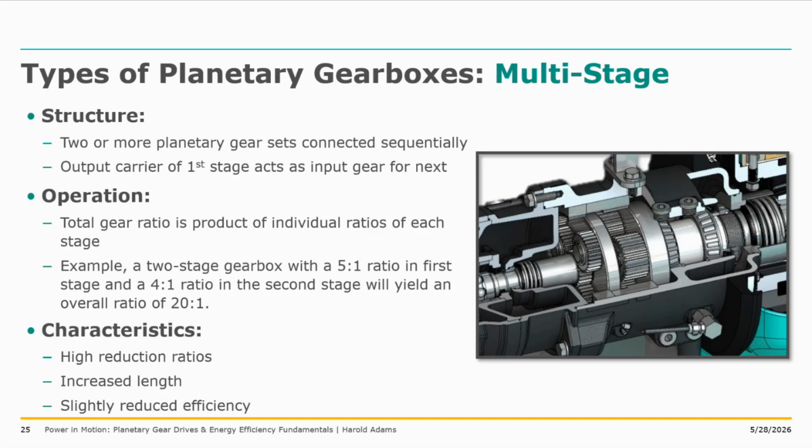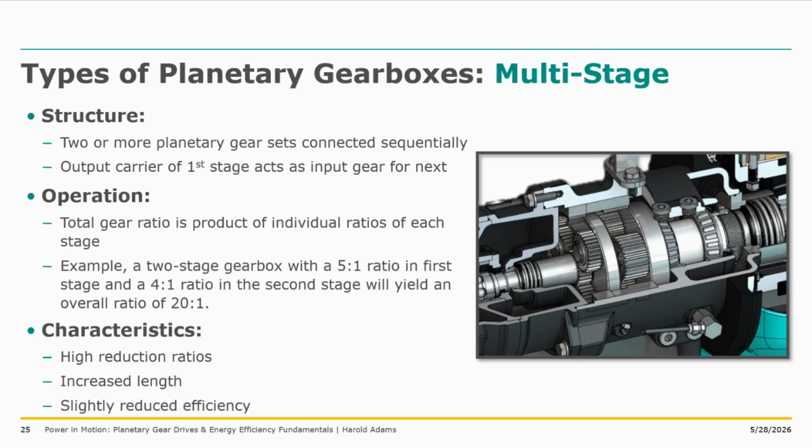Here's an example of a multi-stage planetary gearbox. When higher reduction ratios are required or a specific output speed is needed that a single stage cannot provide efficiently, then we would in turn rely on a multi-stage configuration. So the total gear ratio in this specific project is the combination of both planetary gear ratios.